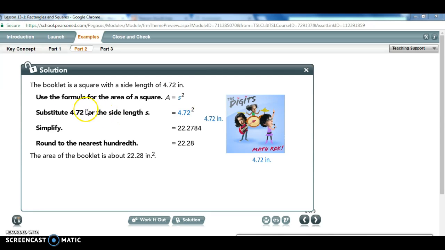All right, so here's how you get the area. You have your 4 and 72/100 squared because you're taking 4 and 72/100 times 4 and 72/100. You're going to get this big number right here. That's 22 and 2,784 10,000ths. And it says round to the nearest hundredth. Since the 8 is greater than 5, you round that 7 up. So your final answer is 22 and 28/100 squared inches.